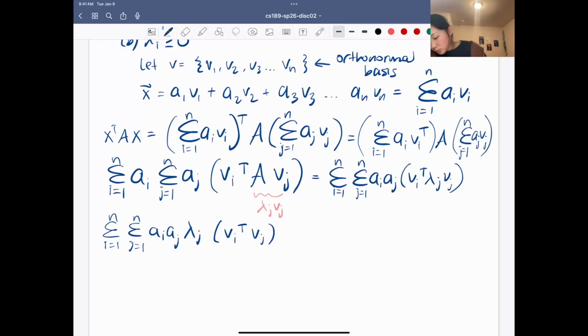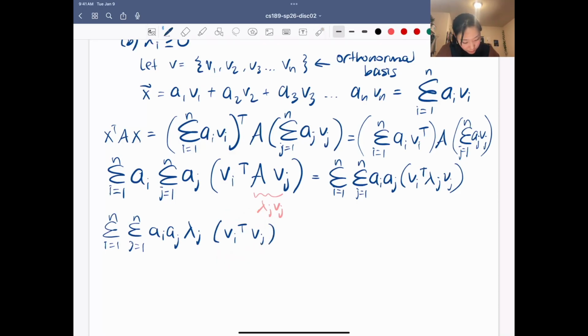And so this is where the interesting part is. This is also where the notes that we talked about earlier are very helpful. And so notice what this looks like, right? This looks like vi transpose times vj, which is like the dot product of two vectors. And remember, i can go from 1 to n, j can go from 1 to n. And so as a note aside, we have two cases here.